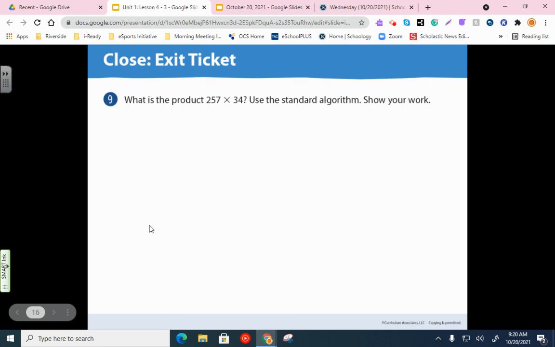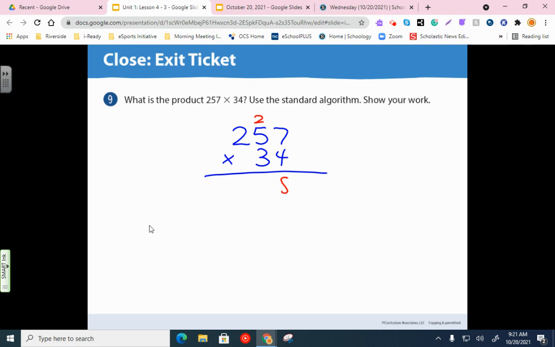All right, what's the product of 257 and 34? Use the standard algorithm. Well, we've been doing that the whole time. So let's do it right now. So we start with our ones. 4 times 7 is 28. Bring over the 2. 4 times 5 is 20. Add up the 2, that's 22. 4 times 2 is 8, plus 2 is 10. So that's my first partial product.